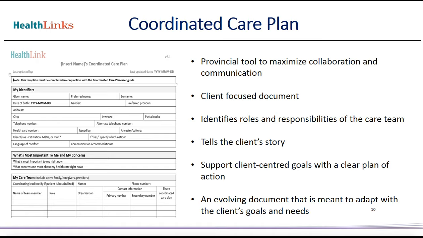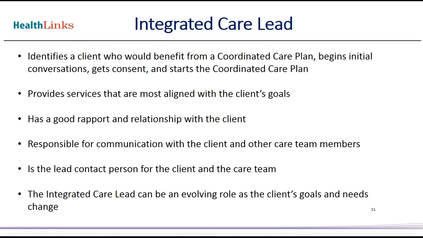In terms of the integrated care lead, this is an individual that identifies a client who would benefit from a coordinated care plan. So it begins with initial conversations. This integrated care lead would get consent from the client, and then they would start the coordinated care plan themselves. They provide services that are most aligned with the client's goals. They have a good rapport and relationship with the client that can develop and strengthen over time. They're responsible for communication with the client and other care team members. They're the lead contact person for the client as well as the care team. And they can be in evolving roles as clients' goals and needs change. So we'll be talking about that a little bit later on as well with warm transitions and what that may look like.